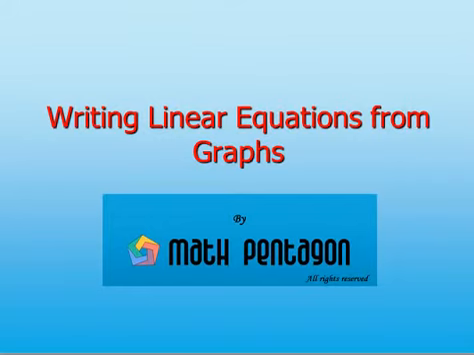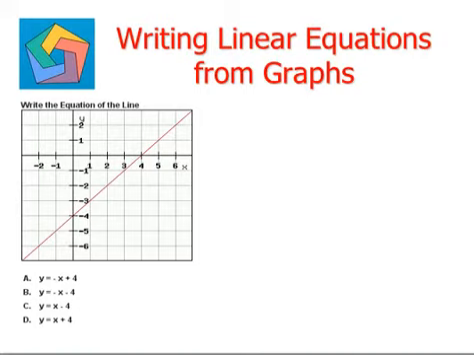To understand the concept, let's look at the first graph that is given to us. Write the equation of the line. Here we see that we are given a red line that is representing a graph of the line. We have to find the equation of that line. To do that, we can use this method: we take any 2 points on the graph.